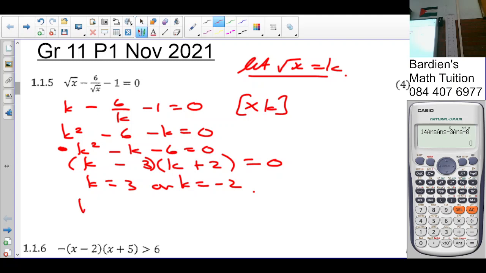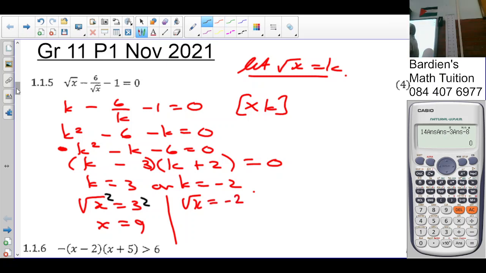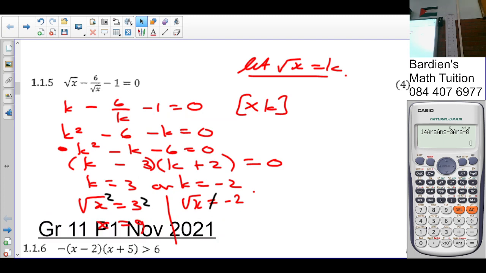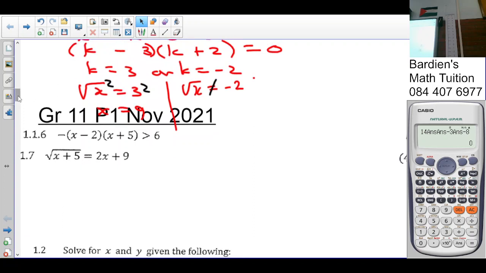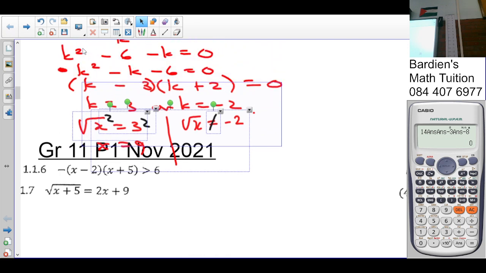Okay? People, but what is k? K is the root of x. So we got the square root of x equal to 3. You get rid of the square root, square both sides. So x is equal to 9. On the other hand, you got the square root of x is equal to negative 2. But from a square root, you'll never get a negative. Not so. There's no solution on that side. And x can't be 0 there with regards to the restriction. Okay, but it didn't affect that. So, I wouldn't bother mentioning that there.